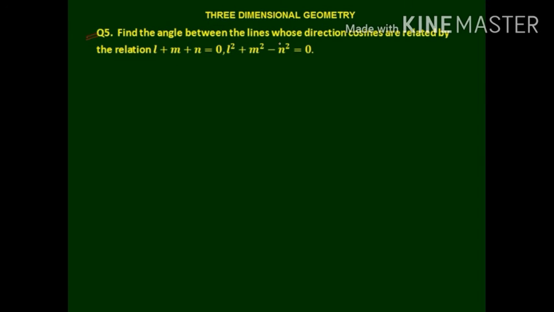Find the angle between the lines whose direction cosines are related by the relations L plus M plus N equal to 0 and L square plus M square plus N square equal to 0. There are two such lines whose direction ratios or cosines are related like this. You have to find the angle between them.